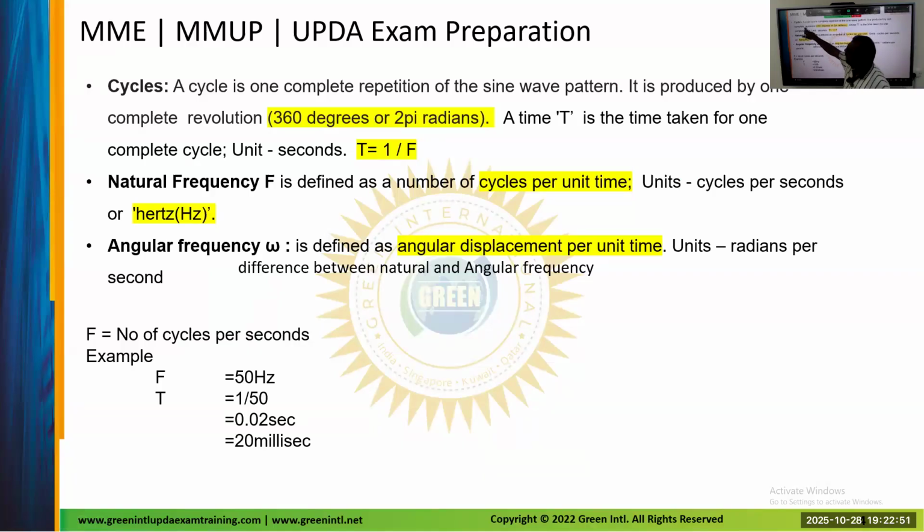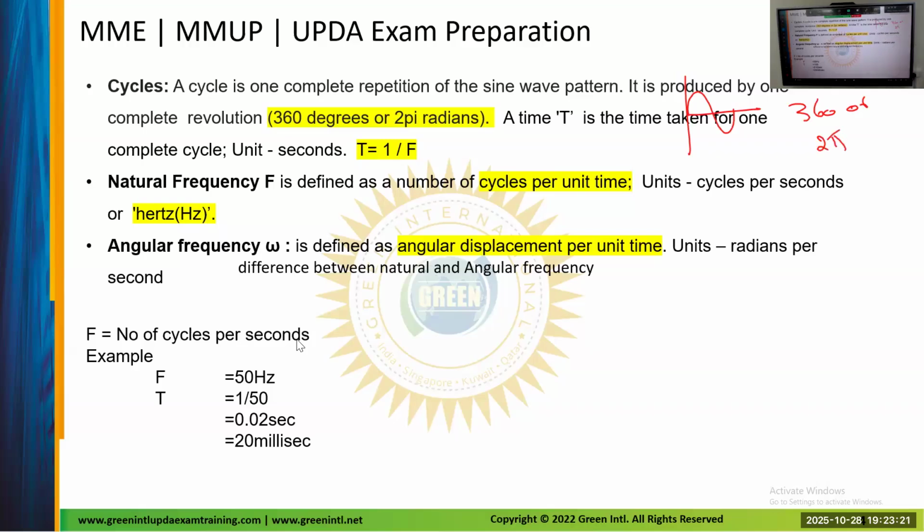So what is a cycle? A cycle is one complete revolution, that means one positive cycle and one negative cycle put together we call one cycle. One cycle has 360 degree or 2 pi. So right now we discuss the electrical quantity, forget about the mechanical term. So this we call one complete cycle. The complete cycle has 360 degree, or we may say 2 pi.